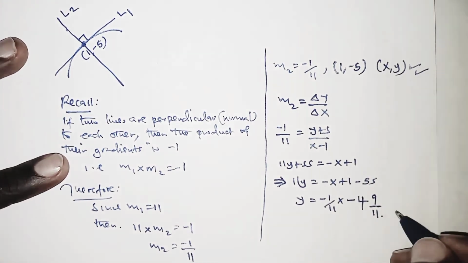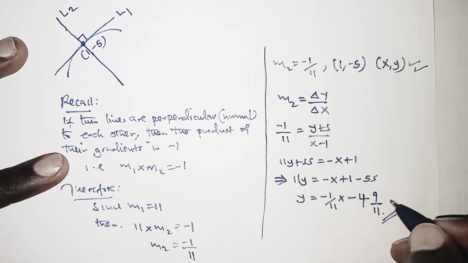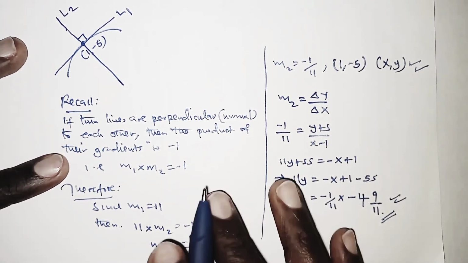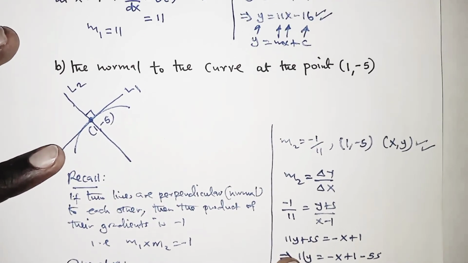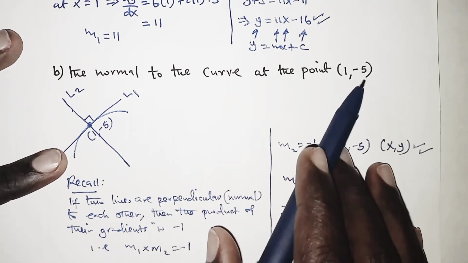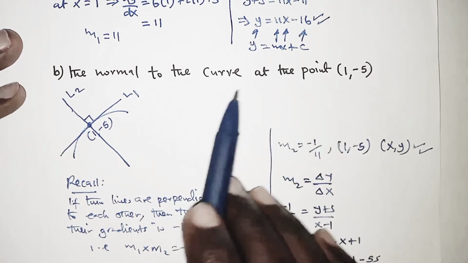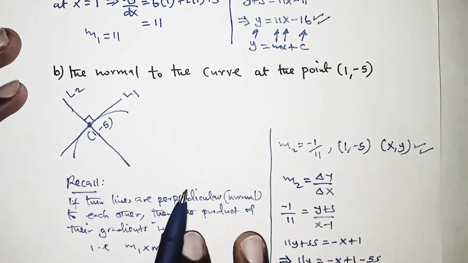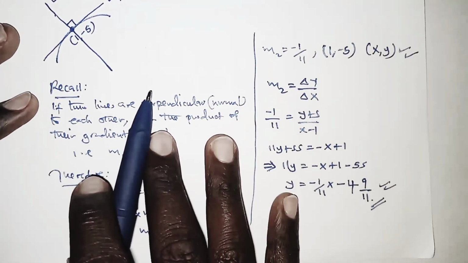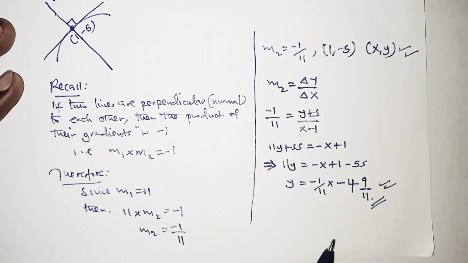So finally, this is the equation of the normal to the curve at the point (1, −5), just as we've shown it here. So that is it for this question.